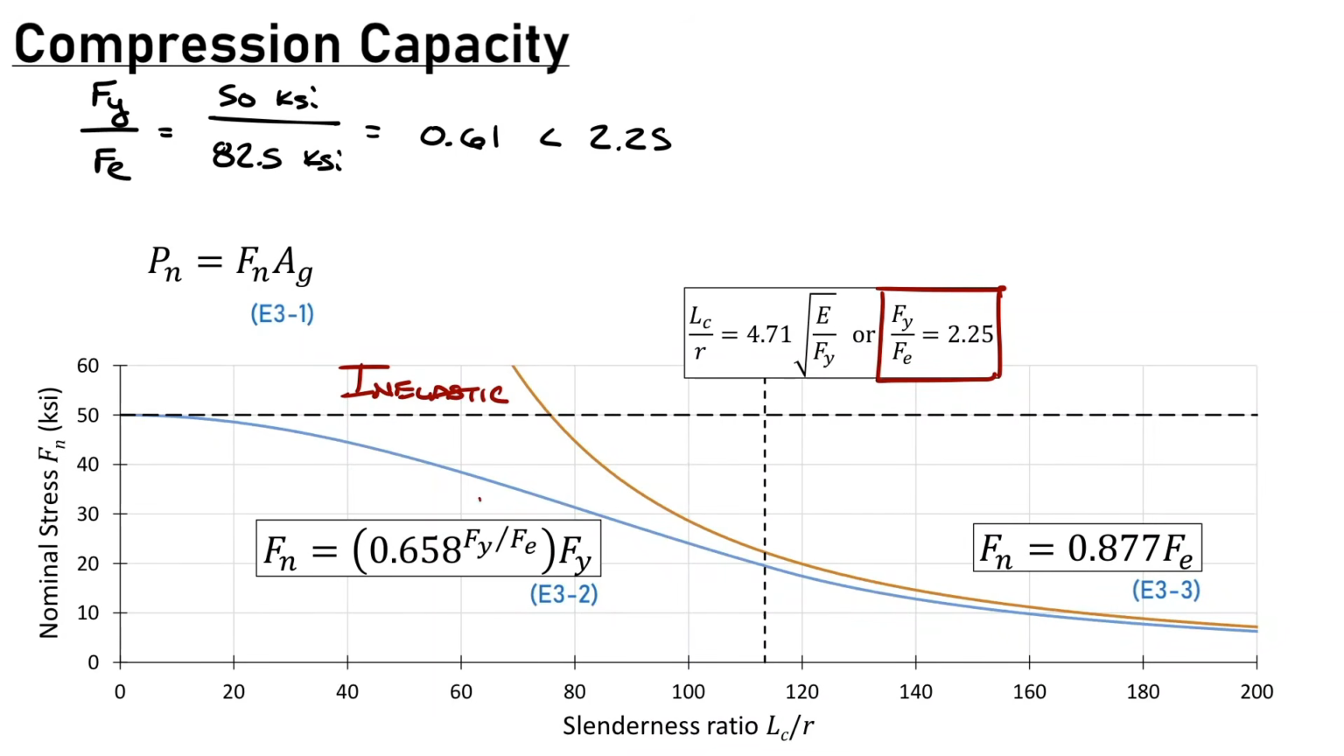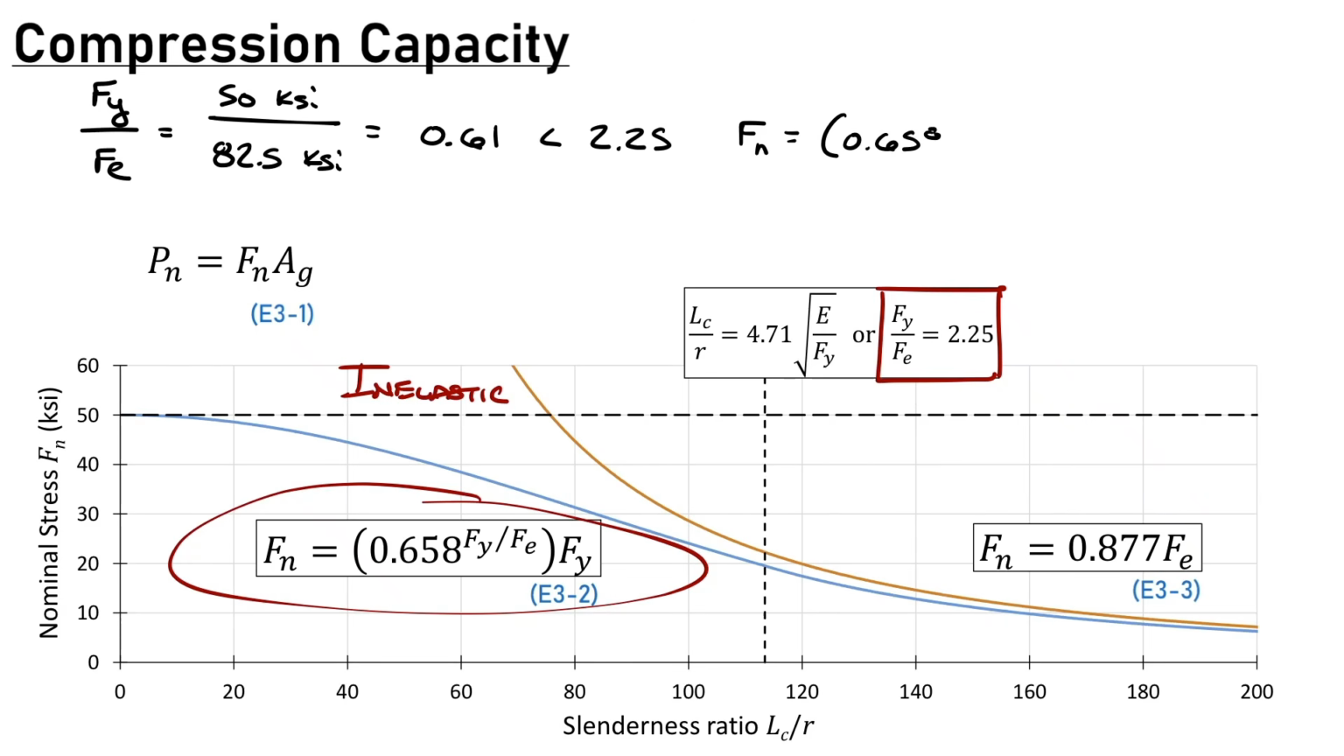So therefore, this will be the expression that I use for calculating my nominal stress Fn. So let's do that. Fn is 0.658 to the power of the ratio Fy over Fe. We already calculated that. That's 0.61. And then it's going to be multiplied by Fy, which is 50 KSI. And therefore, this is 38.8 KSI.